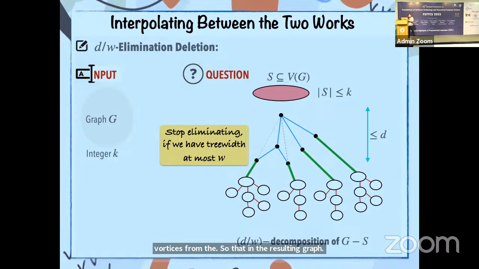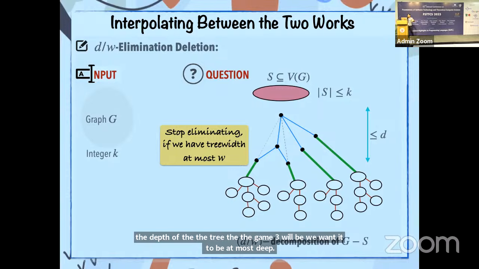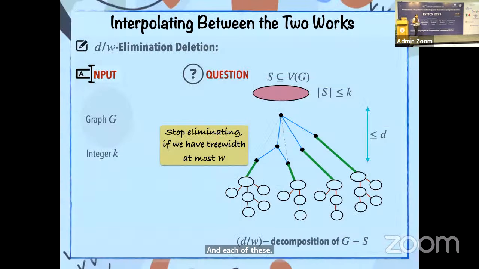We will play exactly the game that we saw towards the beginning of the talk, but we will stop playing the game the moment we reach connected components whose treewidth is bounded. So the depth of the game tree, we want it to be at most d. And each of these remaining connected components where we do not play the game, we want their treewidth to be bounded by w.